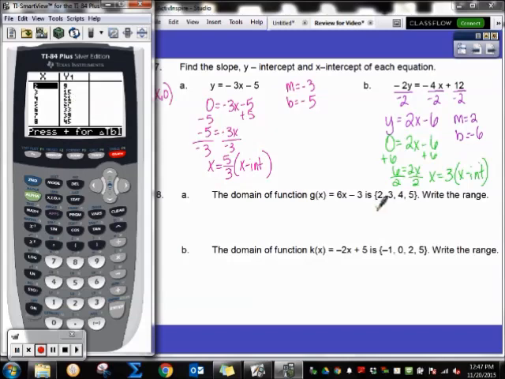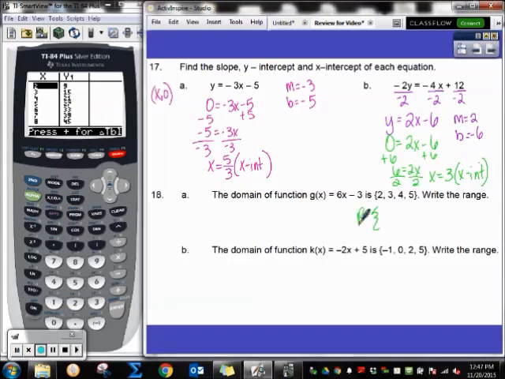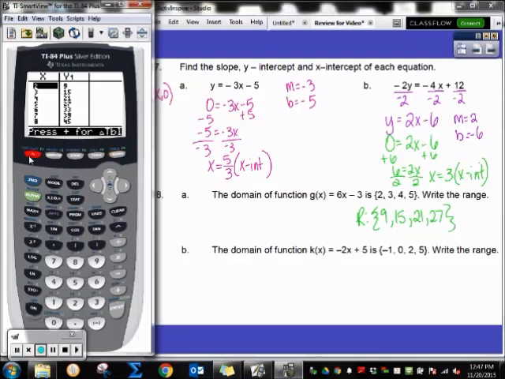So I'm going to write here that the range, so when x is 2, y is 9, and I need to go 3, 4, and 5. So I can say 9, 15, 21, 27, and I'm going to use that same method on the next one. Like I said, you should know how to do it by hand, but mainly for time's sake.